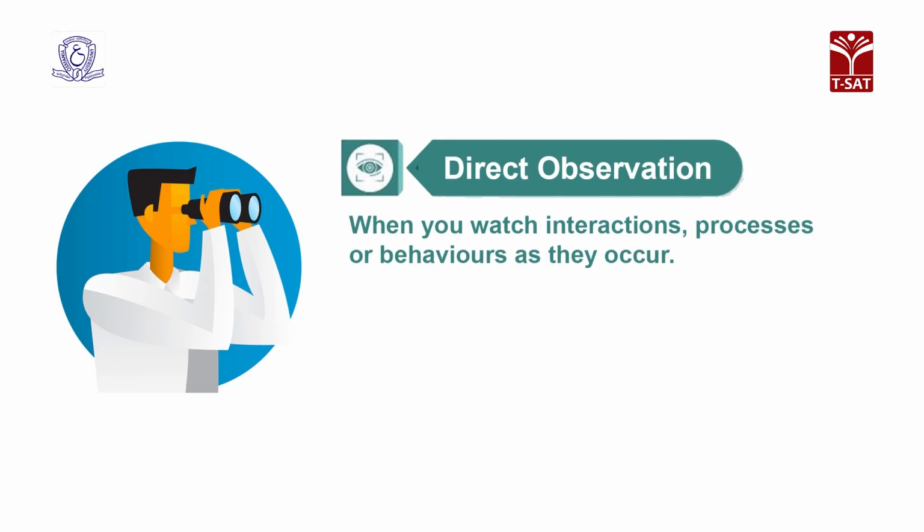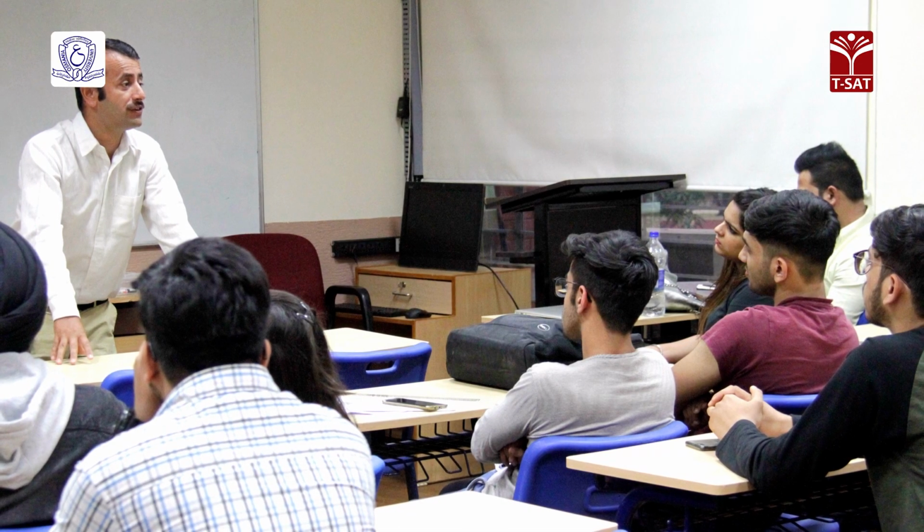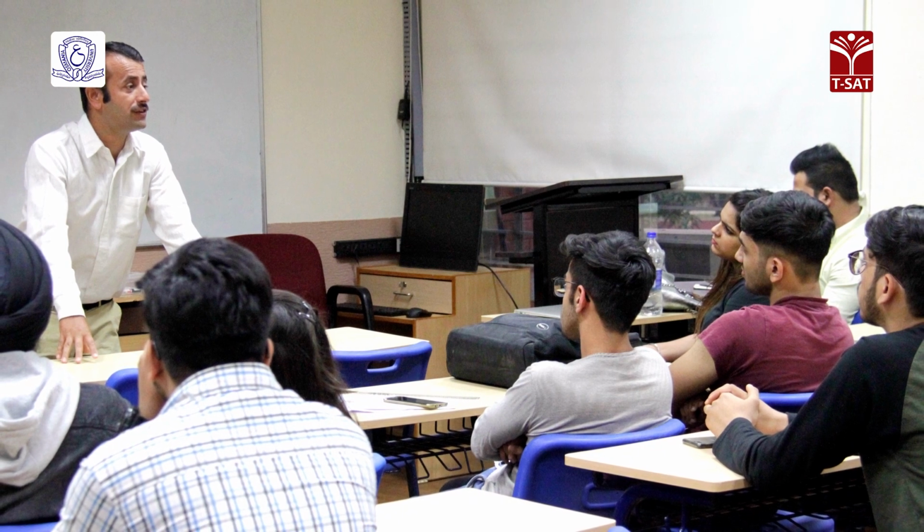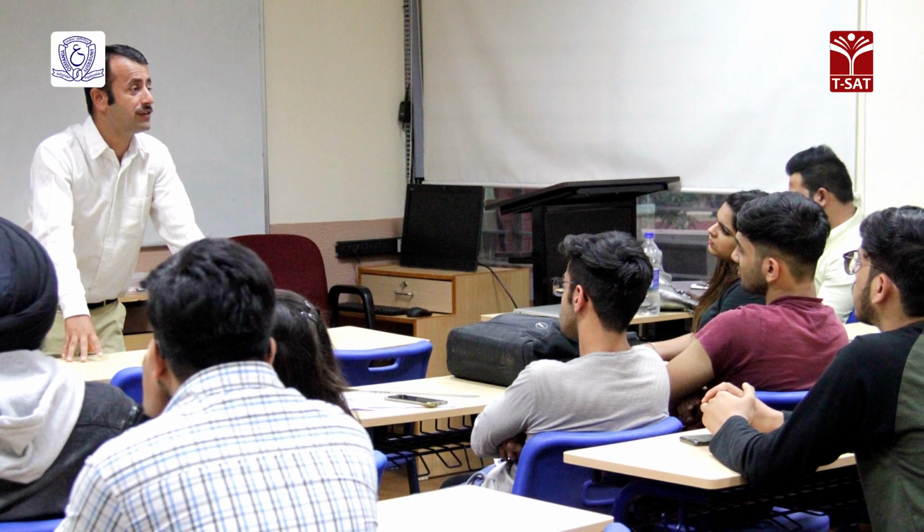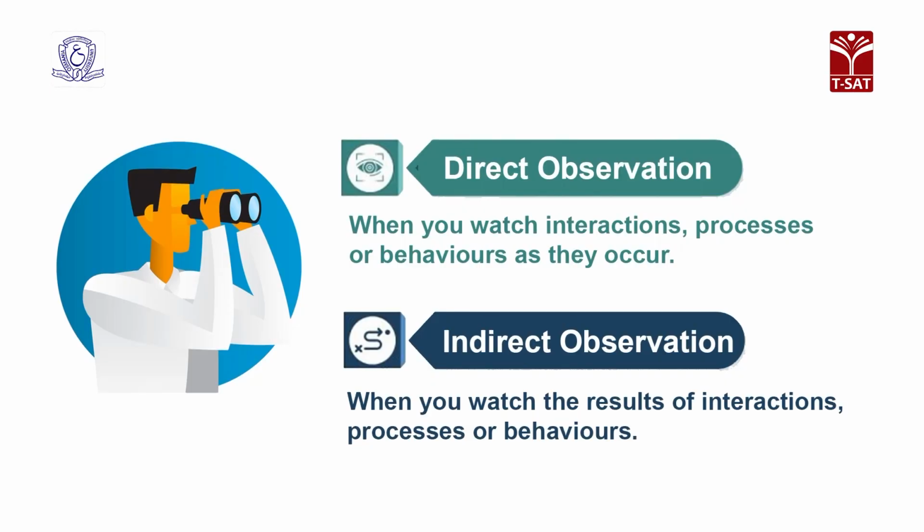Direct observation is when you watch interactions, processes or behaviors as they occur. For example, observing a teacher teaching a lesson from a psychology or sociology curriculum to determine whether they are delivering it with fidelity. Indirect observation is when you watch the results of interactions, processes or behaviors. For example, observing the amount of plate waste left by students in school cafeteria to determine whether a new food is acceptable to them or not.